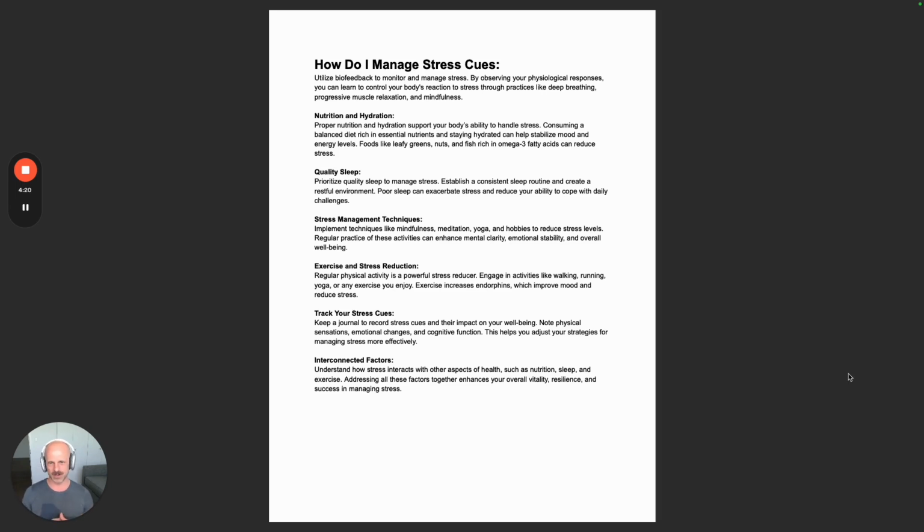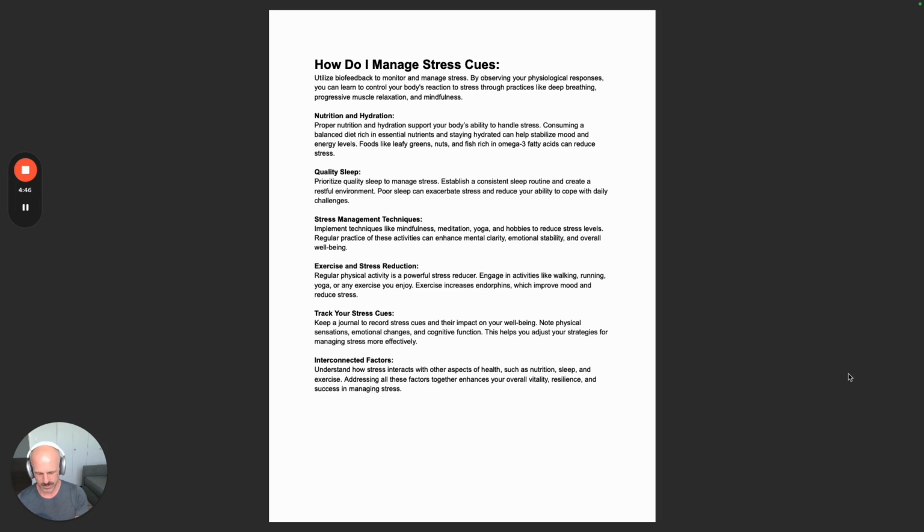When you're trying to figure out all of this stuff, it's really helpful to track your stress cues. As with all of the other biofeedback cues, keeping a journal to record stress and its impact on your well-being is a really great way to recognize which techniques are working and which ones are not. You want to note physical sensations, emotional changes, and cognitive function, because all of this is going to help you adjust your strategies for managing stress more effectively.